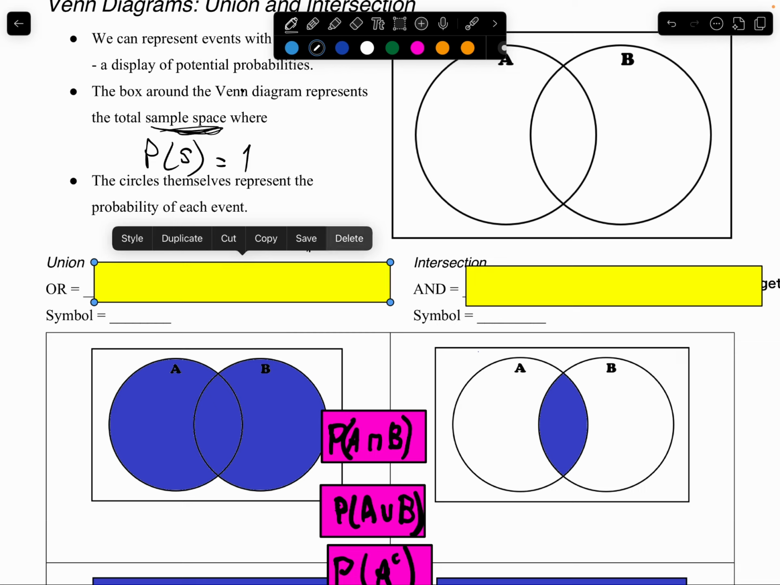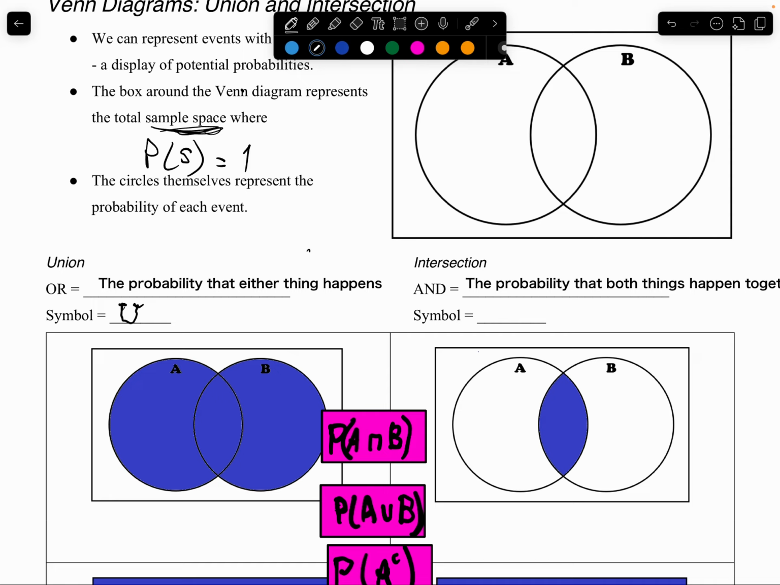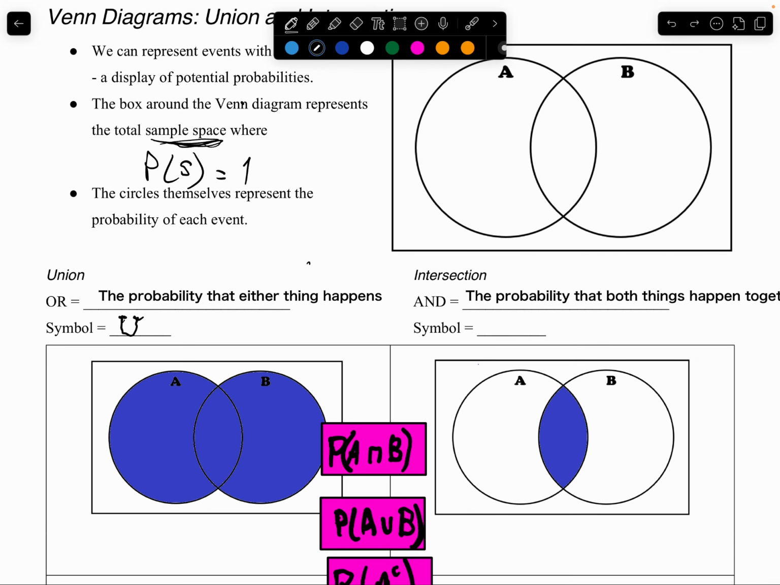So the union is when we have the probability that either thing happens. And the symbol is a big U, like that. That's called a union. You can make little tops like I did if you want. It's the probability that either thing happens. So you shade in both of the things. You shade in the first one and the second one. You'll see in a second. And the intersection in the middle part here is the probability that both things will happen. The symbol for that one is and. It kind of looks like an A. You could think about it like that, but you don't want that crossbar. So that's an A.